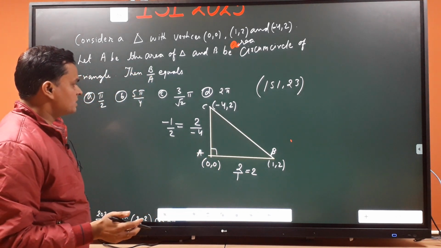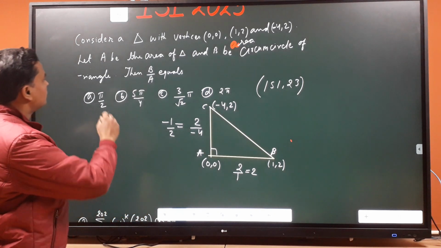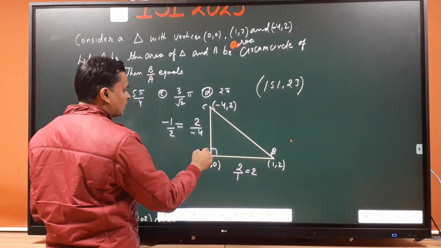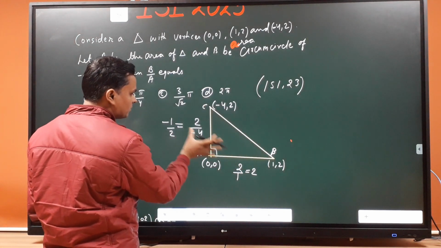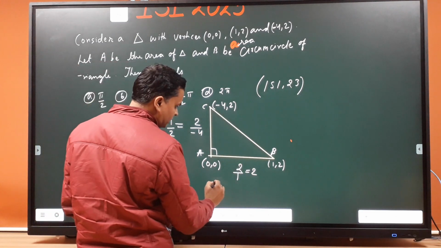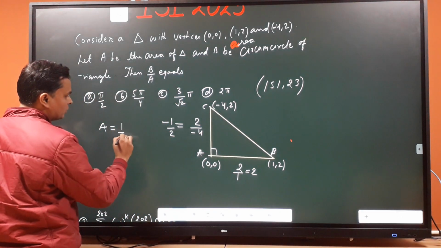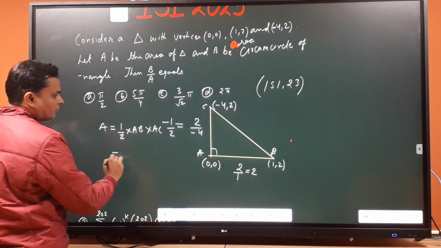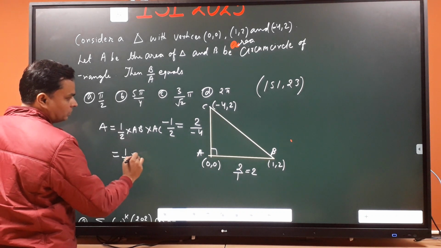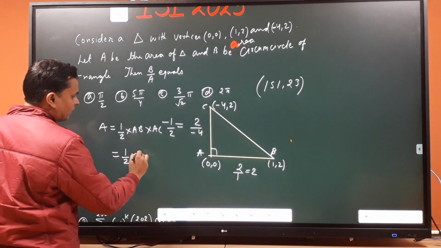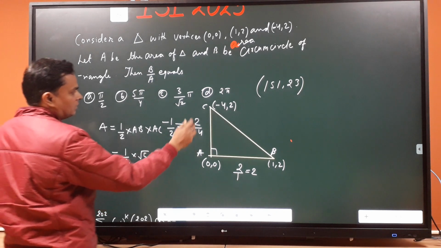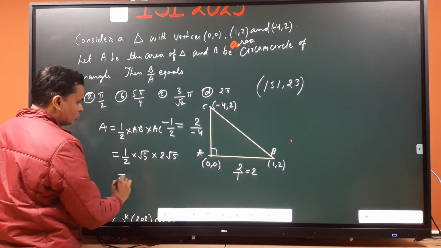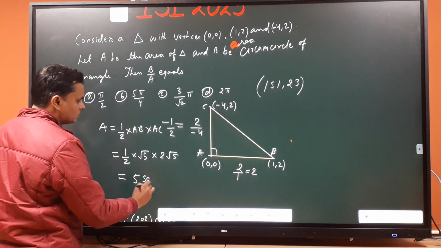Okay, now the work is very easy, because first of all we need to find the area of the triangle. So what will be the area? 1 by 2 into base into height. These two sides are base and height. The length of AB is root 5 and AC will be 2 root 5. So the area is 1 by 2 into AB into AC, and A will come out to be 5 square units.